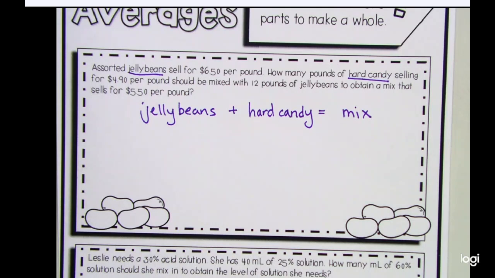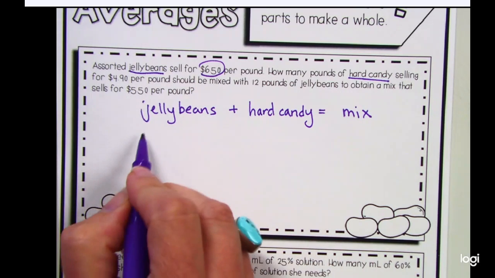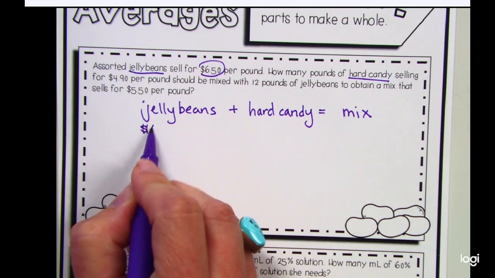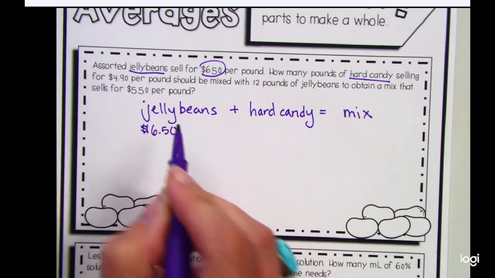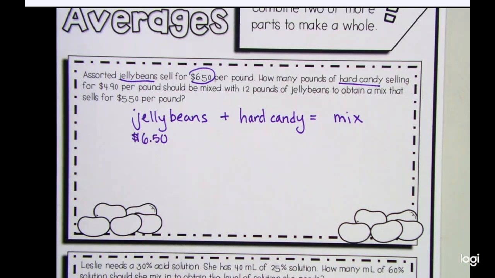So the first thing I want to know is, how much do the jelly beans cost? $6.50. How many pounds, read through there, of jelly beans are we getting? 12 pounds. So how am I going to figure out how much I'm spending on jelly beans? I'm going to times it by 12. Perfect.